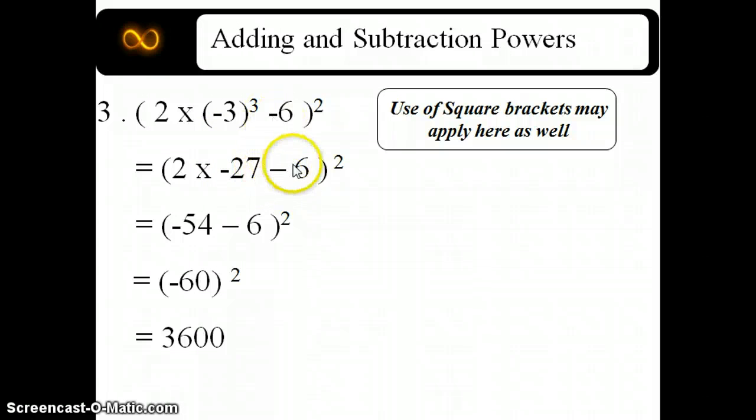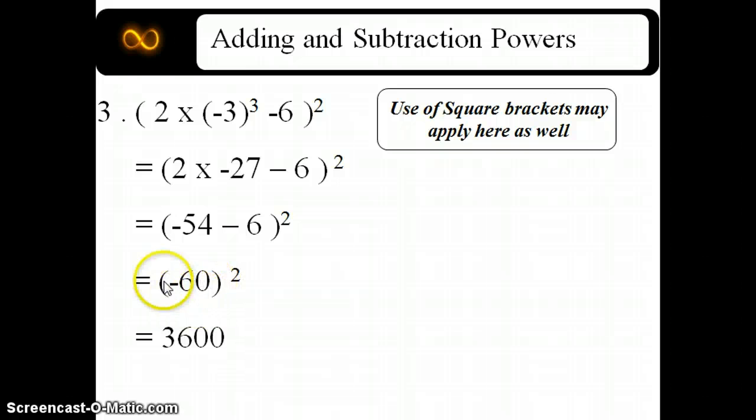And then we're going to minus 6. We haven't done anything with the square yet, so we're just going to leave it. Next, starting from the left, we go to the right and do all the multiplication and division. So we have multiplication here. 2 times negative 27 is negative 54. Minus 6. Again, we haven't done anything with the square yet, not till last. Inside the brackets, negative 54 minus 6 is negative 60, squared.